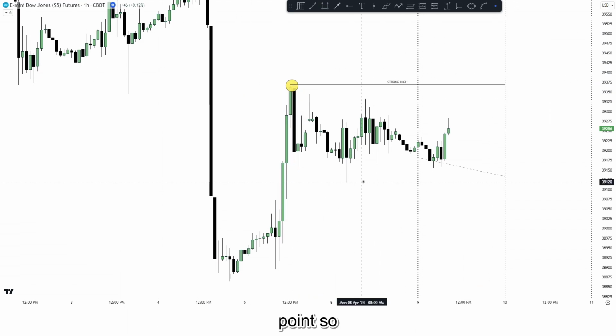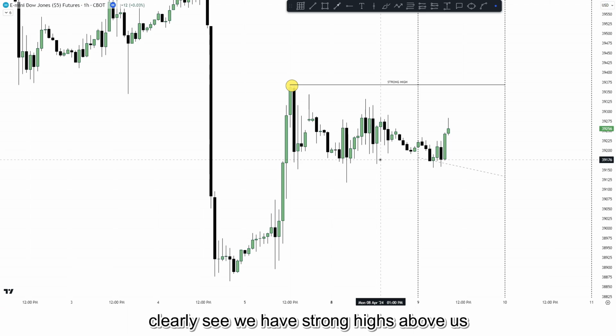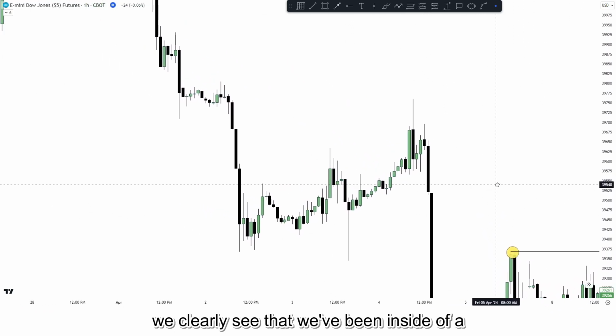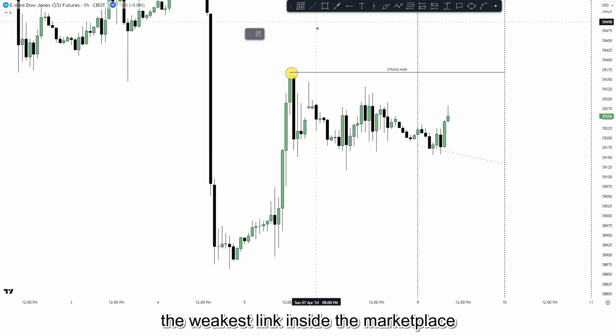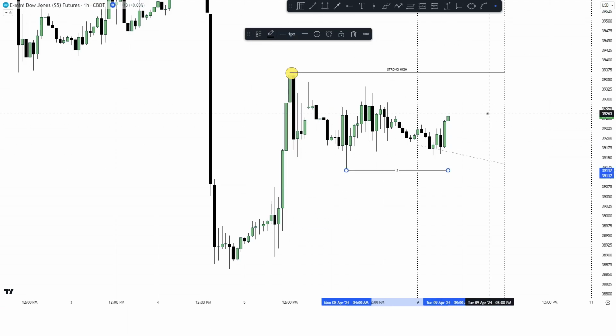So this would then be classified as our strong high, meaning price should not take out this high point. So when we're entering the marketplace and we're choosing which liquidity pool that we want to seek, either a buy side or sell side liquidity, we have to understand where is the weakest link inside of the marketplace. We clearly see we have strong highs above us. We clearly see that we've been inside of a downtrend marketplace. So this gives me better odds than not that the weakest link inside of the marketplace would be sell side liquidity.